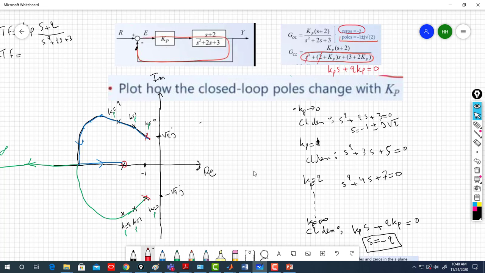Then you take it equal to 0 because you need to find the pole of your denominator, which is the root of your denominator. Kp is common, so s plus 2 equals 0, then s equals minus 2. Okay, good. So it's converging to a 0.